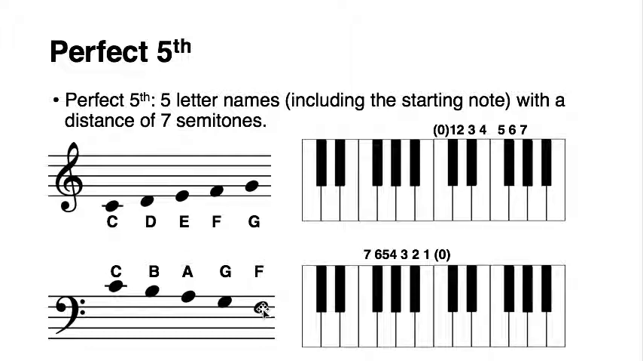So we land on F. So we know that F is a fifth down below C. Is it a perfect fifth? So for that we must count the semitones.